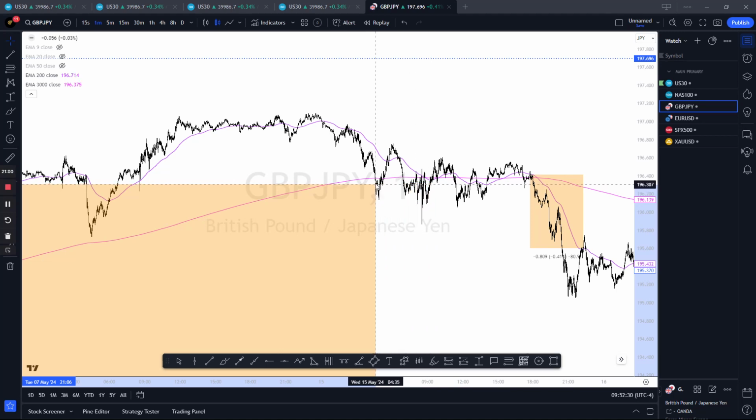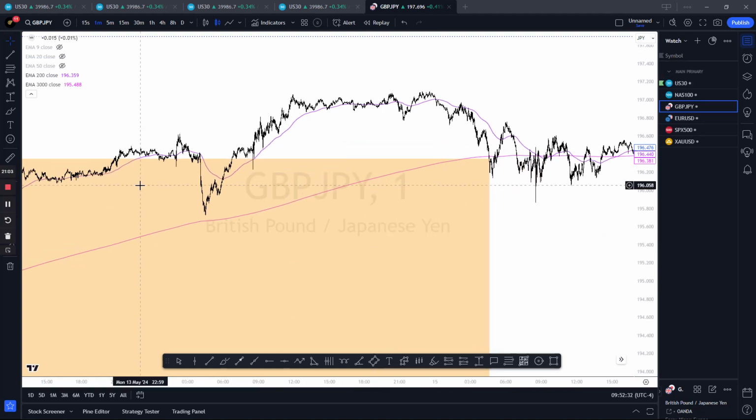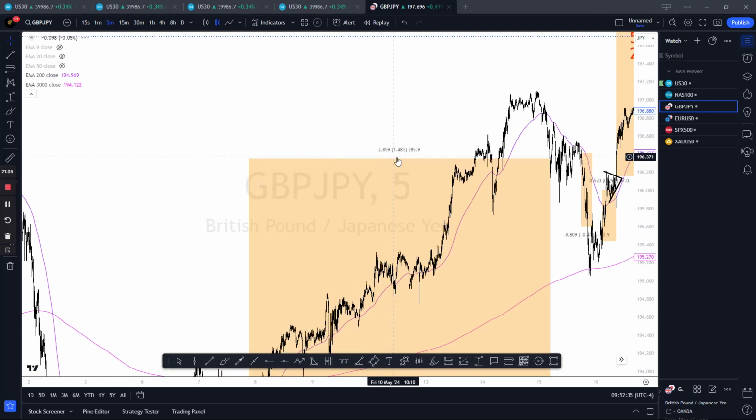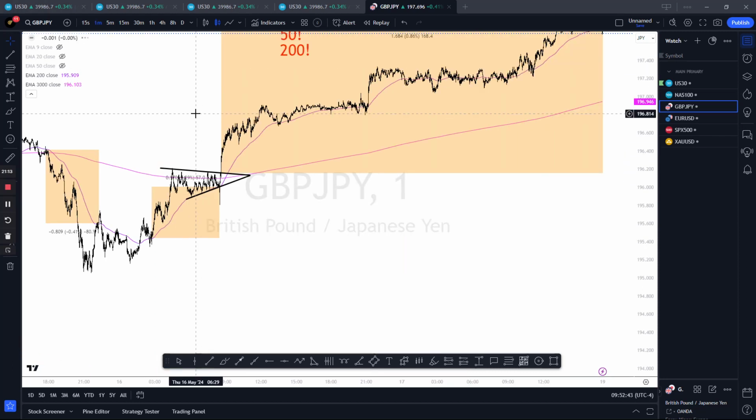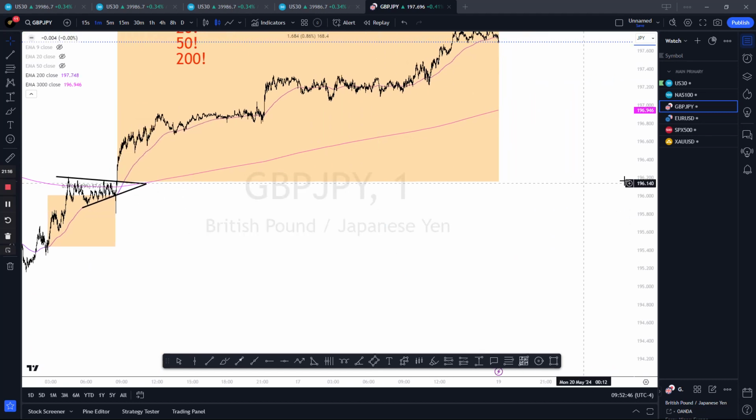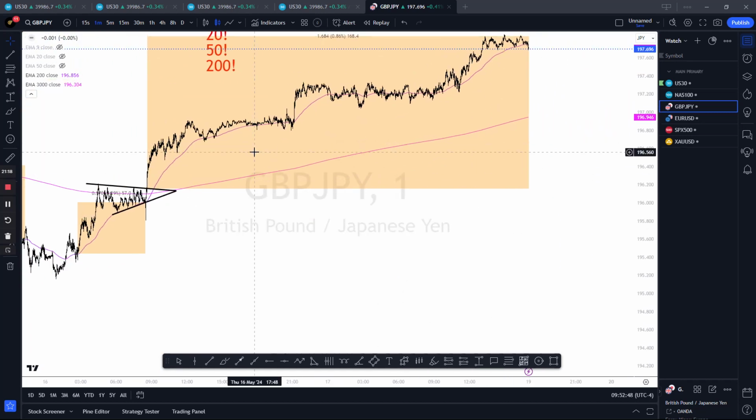So even though we are dropping below, this is a move here, quite a bit of pips. On the 1 minute, you're looking at about 285 pips. Really, really nice move in general. So hopefully this is helpful.